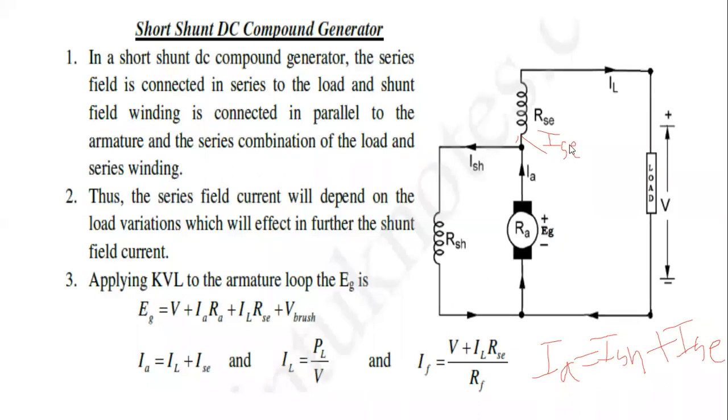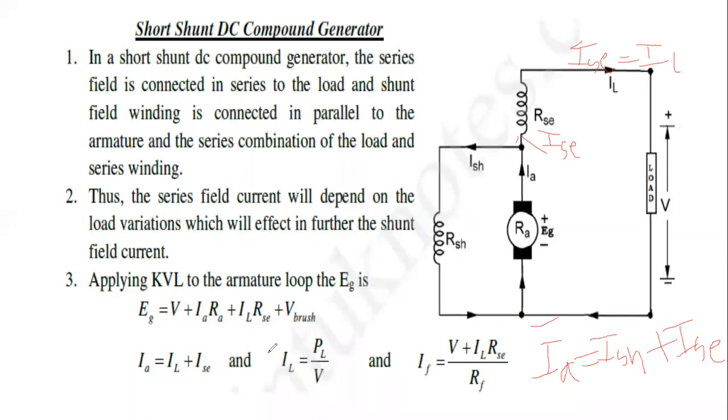Then ISC is equal to IL. The same current is flowing through the load also. Therefore, the current flowing through the series field winding is equal to the current flowing through the load, so ISC is equal to IL. These are the current equations.